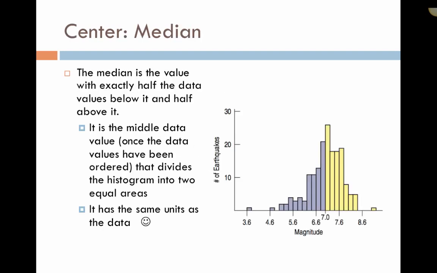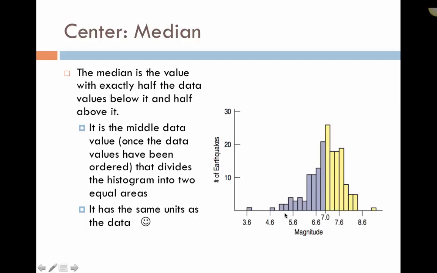The first is with the median. So the median is the value that is exactly in the middle of the data. Half of the data values are below, half the data values are above. And the median will always have the same units as the data.